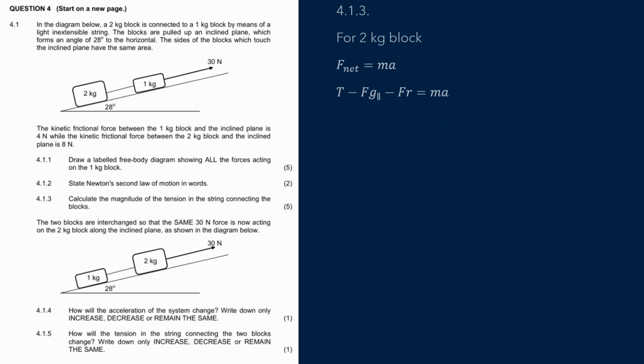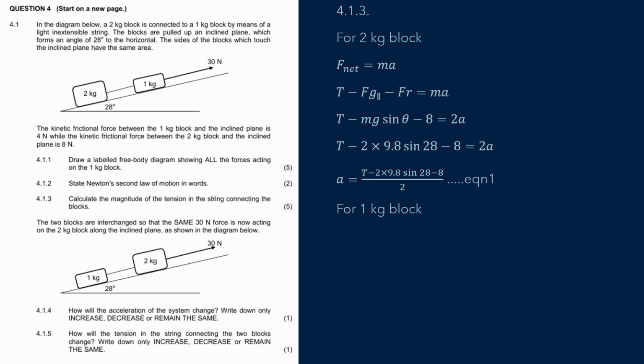Now substituting in the formulas, I get T minus mg sin θ, because I know that Fg parallel is given by mg sin θ, minus friction, which is 8, as given by the problem statement, equals 2a, because the mass is 2 and the acceleration I don't know. Now substituting in the values, I get T minus 2 times 9.8 sin 28 minus 8 equals 2a. Now making acceleration the subject of the formula, dividing both sides by 2, I get a equals (T minus 2 times 9.8 sin 28 minus 8) all divided by 2. I'm going to call that equation 1.